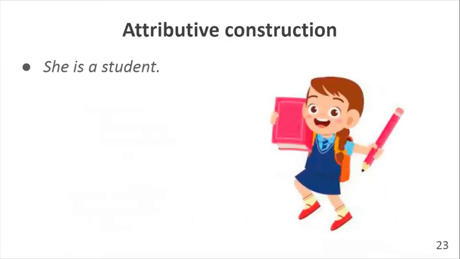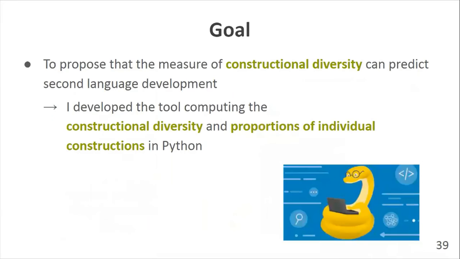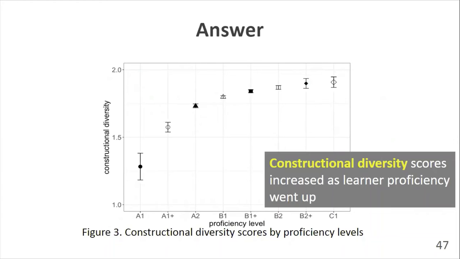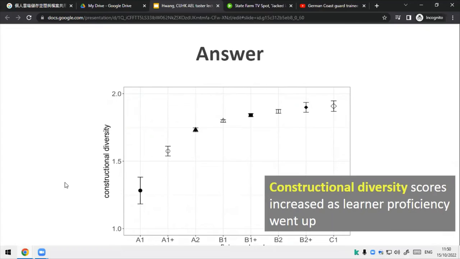was just develop a tool to compute the diversity of constructions. That is basically the number of the constructions, using this tool. And finally, I found that as proficiency goes up, right? So this is A1, the beginner level, and this is C1, the most advanced level. And you see the constructional diversity went up, right? So this is one of the things that we can learn from our department.